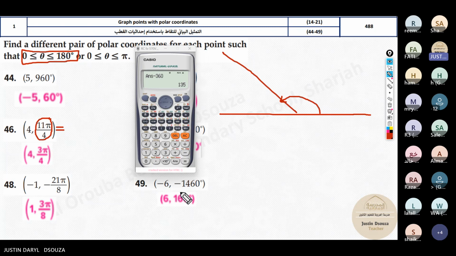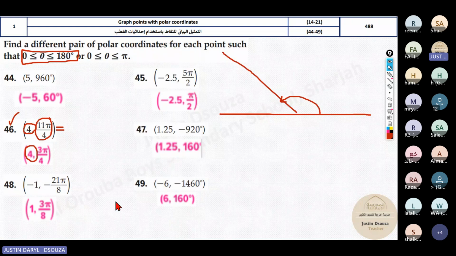Whereas in the other cases, your answer was more than 180, and therefore we subtracted 180 degrees to get it within this range. In this problem, the coterminal angle is within 180 degrees, so you don't change the sign. Keep the radius as it is. Only when you subtract or add 180, you change the sign for the radius.